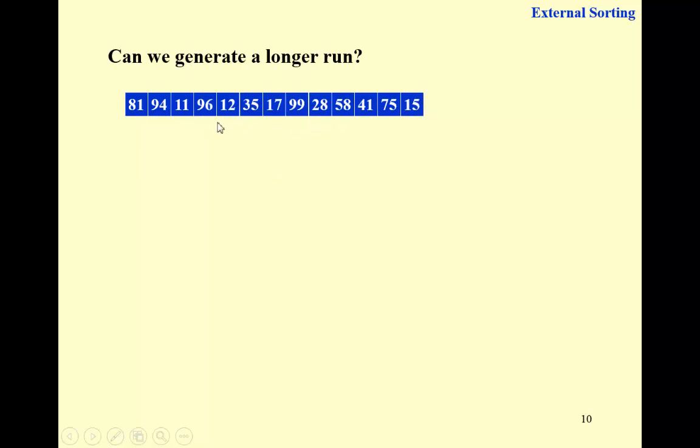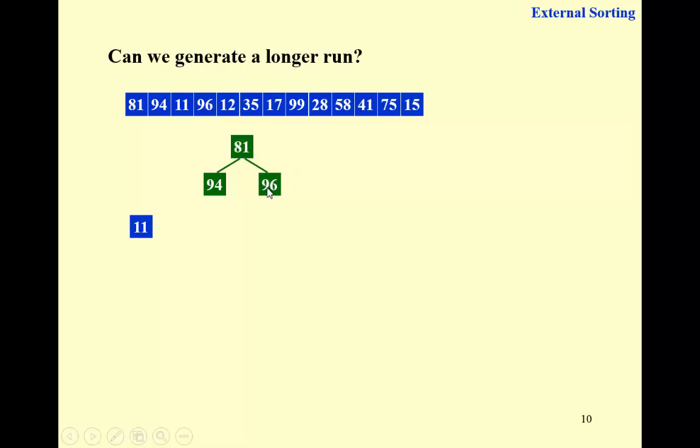Again, we assume that our internal memory can hold 3 numbers only. And then how can we generate a run that is longer than 3? The solution is to do heap sort. And still we start from loading the first 3 numbers and generate a min heap. And after calling delete min, we're supposed to write this 11 out to the result, and then read the next element in, and the next element is 96.